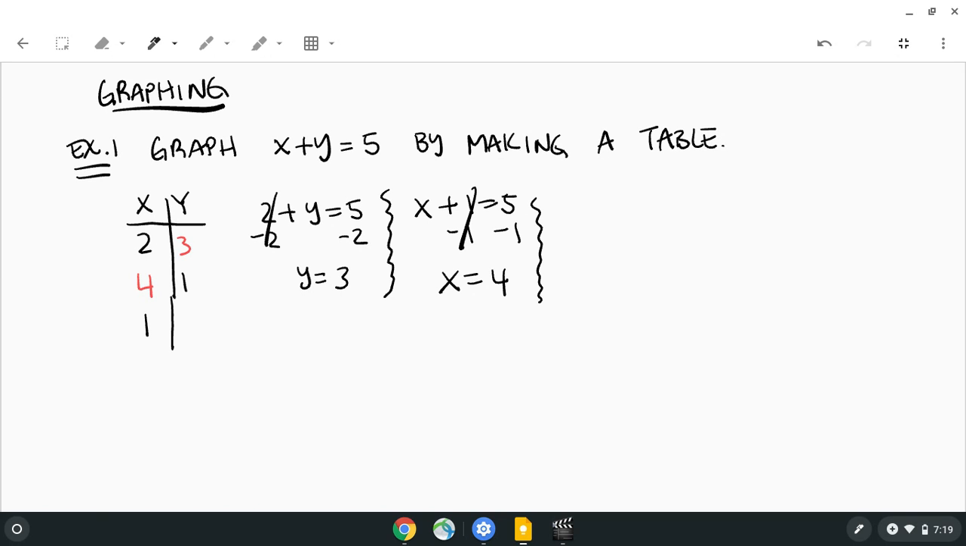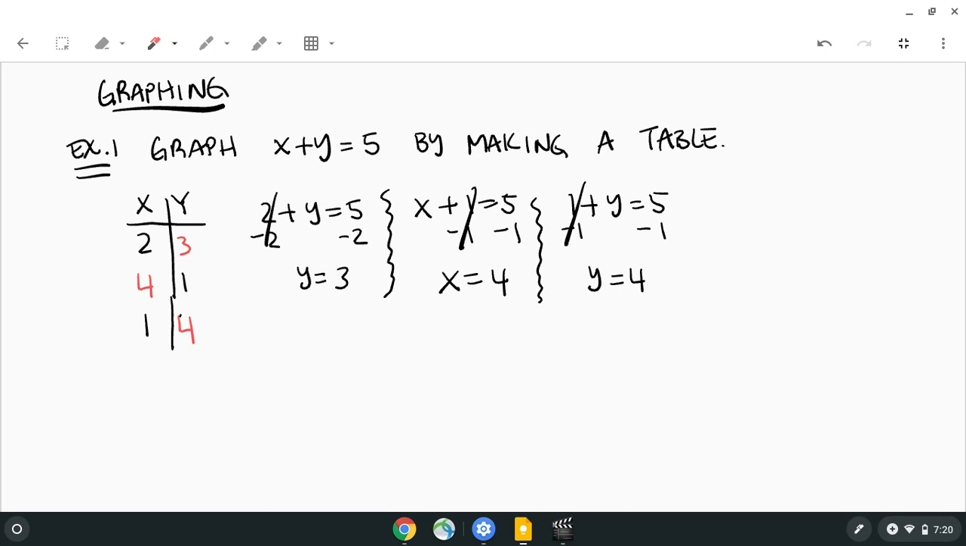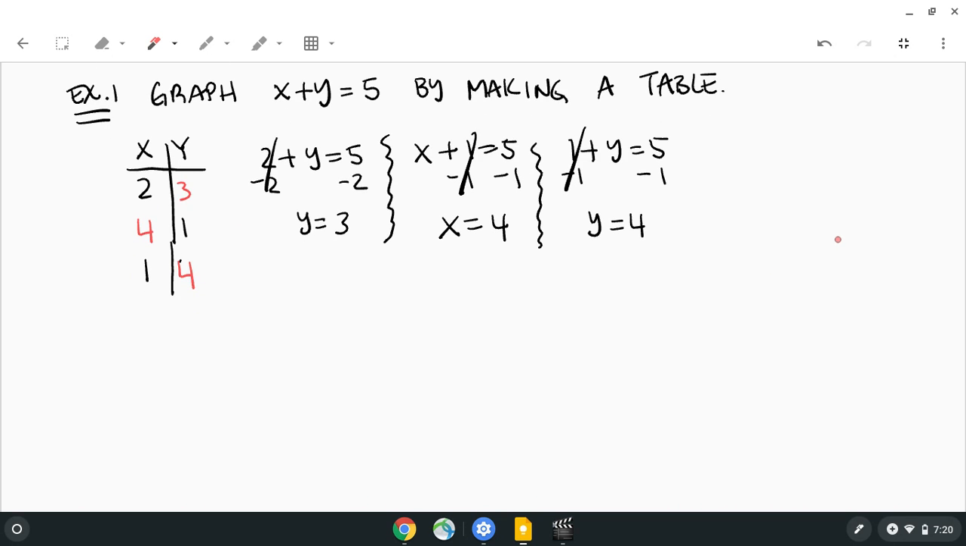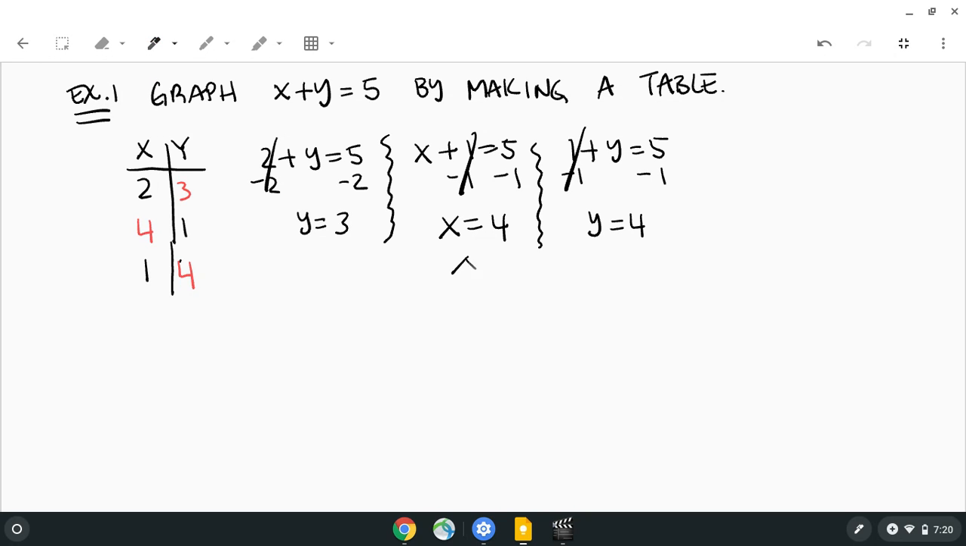I'm going to do my work over here. So I'm choosing 1 for x. I'm going to plug that in. 1 plus y equals 5. And I'm going to solve for y. So I'm going to subtract 1 here, and subtract 1 here, and I get y is equal to 4. Again, I'm going to do that in red. Okay, so now I have 3 points. So now I can go ahead and graph my equation. I'll go ahead and do it right here.